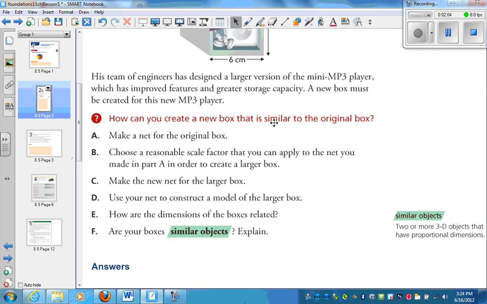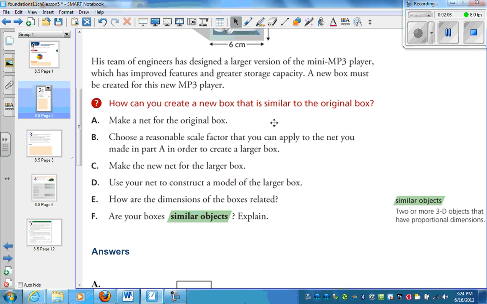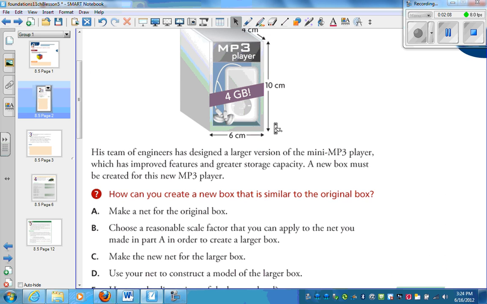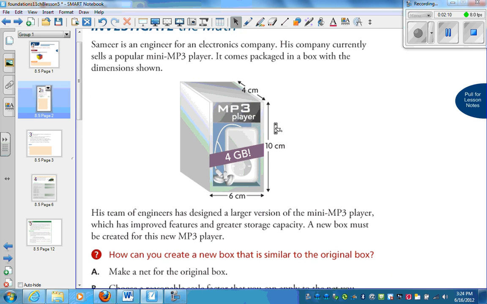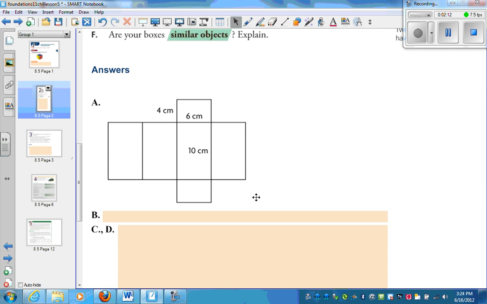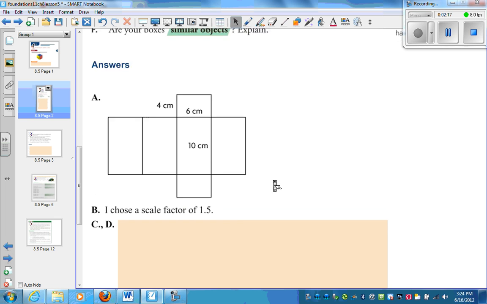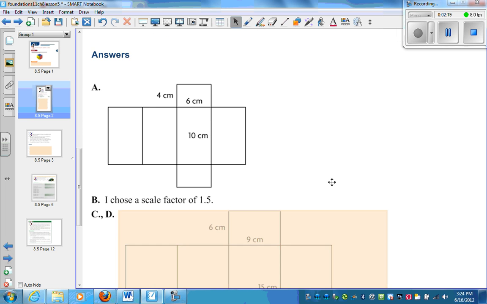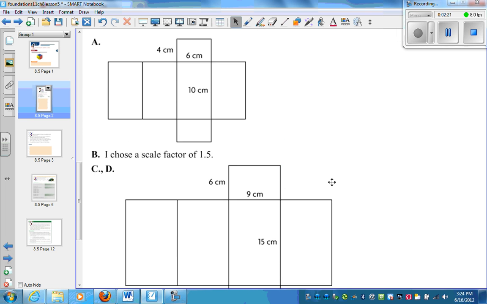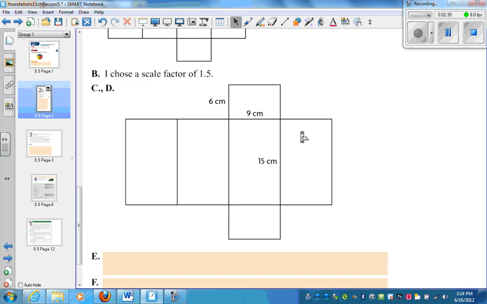Question B. Choose a reasonable scale factor that you could apply to the net in order to create a larger box. So what would be a good scale factor? Let's say 1.5. I'm going to make it 1.5 times bigger. So now I'm going to draw my new net. Instead of this side being 6, 6 times 1.5 is 9. 4 times 1.5 is 6. And 10 times 1.5 is 15. So I've taken every single dimension and made it bigger. Okay?